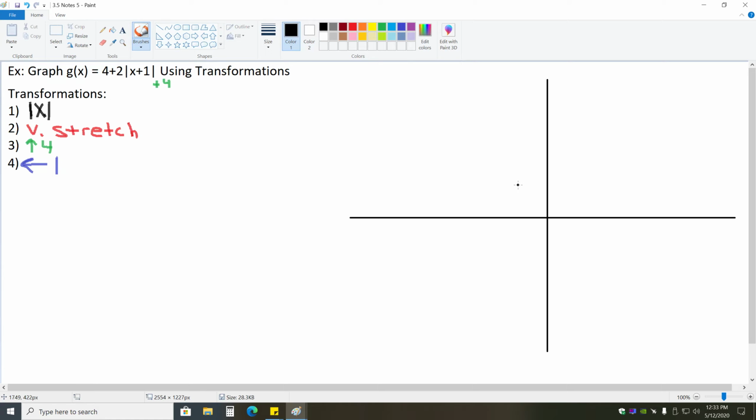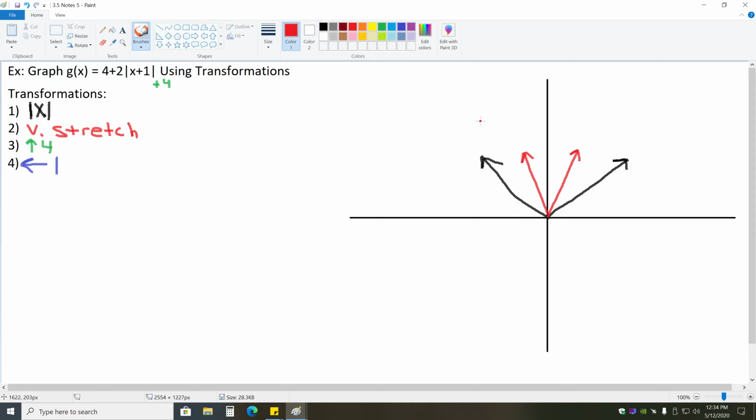So if we start graphing this, our parent function is the absolute value of x. That looks like a v. And remember, these are just rough sketches. They don't have to be perfect. Now we have a vertical stretch. So all of our y values are getting pulled away from the x-axis. So this graph is going to get pulled up like this. And from here, it's being shifted up 4 and left 1.